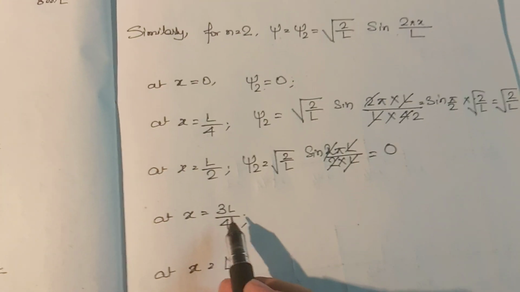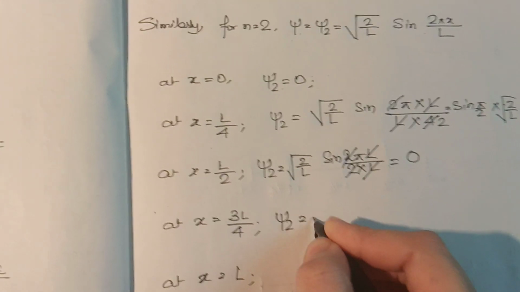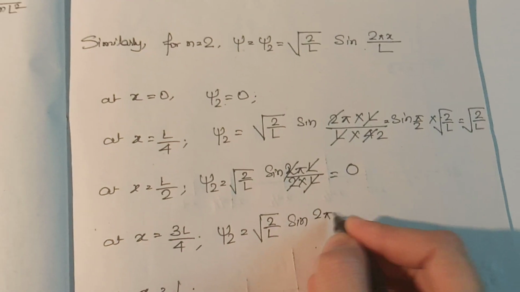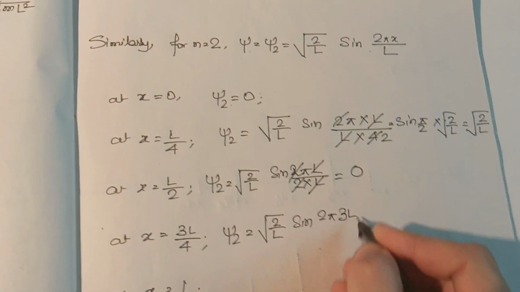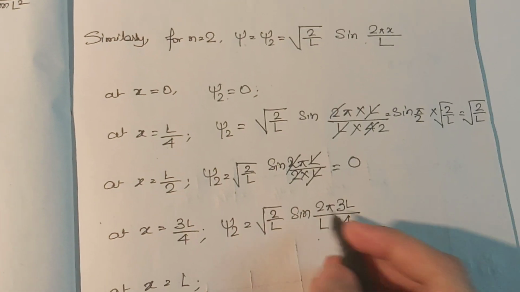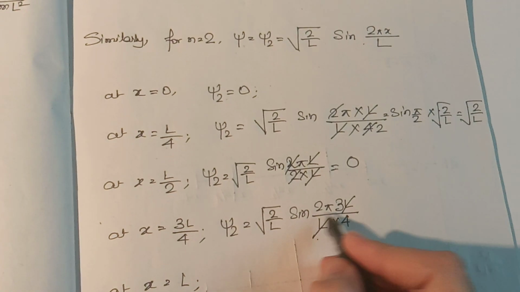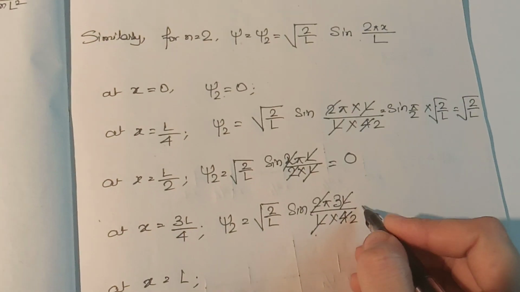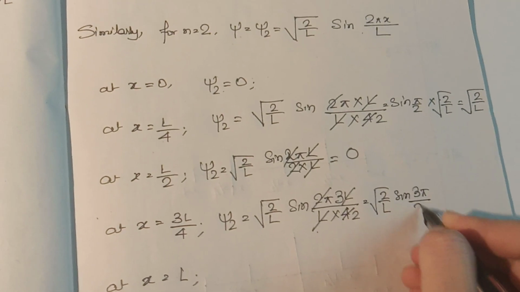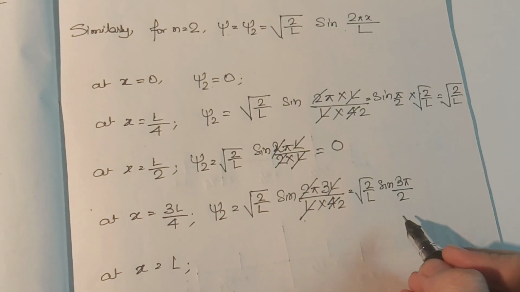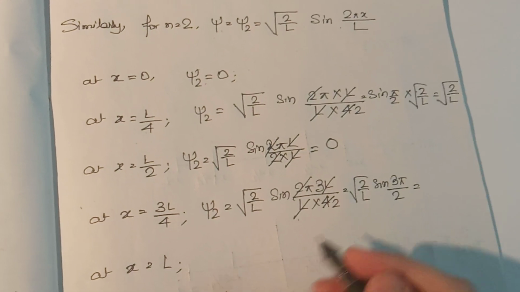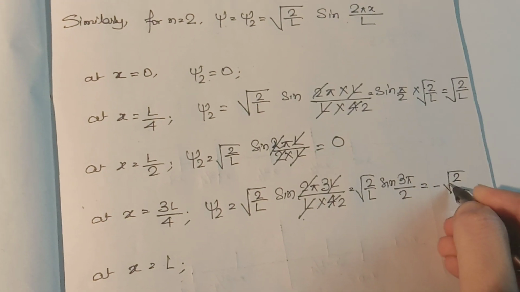At position 3L by 4, the psi 2 value is square root of 2 divided by L sine 2 pi. In place of x we are putting 3L divided by 4 into L, as there is a denominator L. So L will cancel out each other. So we are getting 2 2s are 4. So 3 pi by 2. So the quantity is root 2 divided by L sine 3 pi divided by 2. Sine 3 pi divided by 2 is actually sine 270 degree. And the value of sine 270 degree is minus 1. So minus root 2 divided by L.